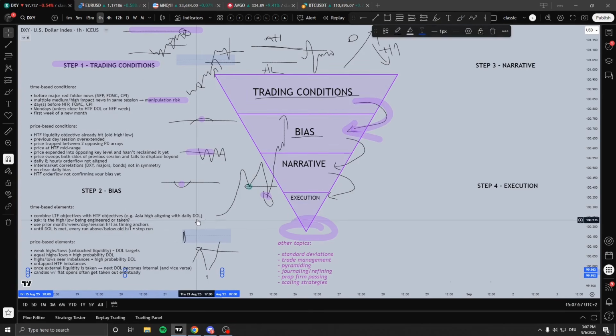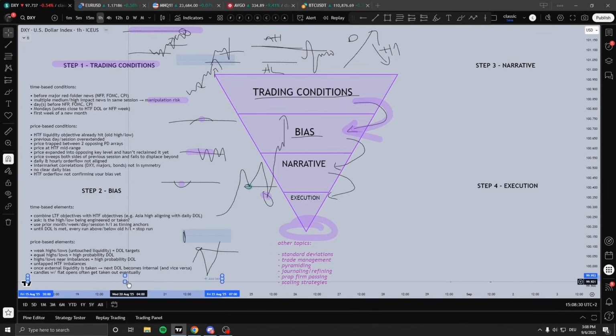Also, fourth point, untapped imbalance itself, obviously in combination with a weak high below or a weak low above, makes it even more high probability. As mentioned, once external is taken, as mentioned here, internal oftentimes becomes the most logical next short-term objective. And vice versa, if we take internal and then aim again for external. It's always the same sequence.